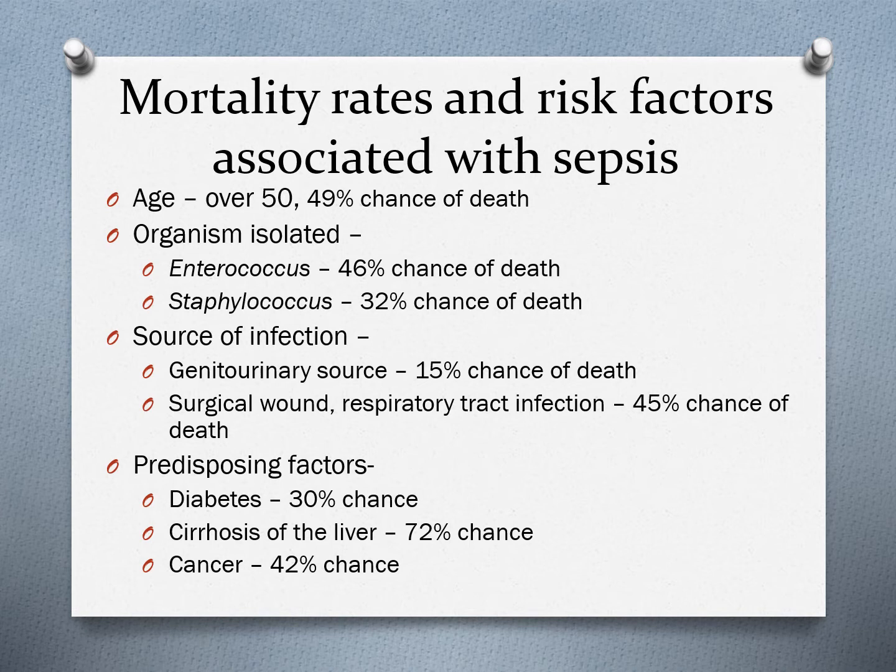The source of the infection can also contribute to morbidity and mortality. If you have a genitourinary source, you have a 15% chance of death. This actually accounts for 17% of all septicemias, the ones that come from the genitourinary source. Surgical wound sources and respiratory tract sources account for 12% of septicemias, and if you have a surgical wound or a respiratory tract infection that goes untreated and you're septic, you have a 45% chance of death. If you have diabetes, cirrhosis of the liver, or cancer and you're septic, you have a 30% chance of death, a 72% chance of death, and a 42% chance of death, respectively.